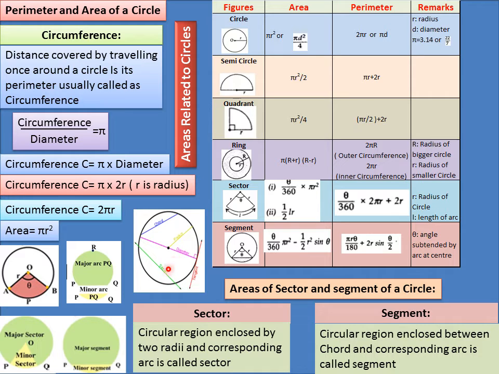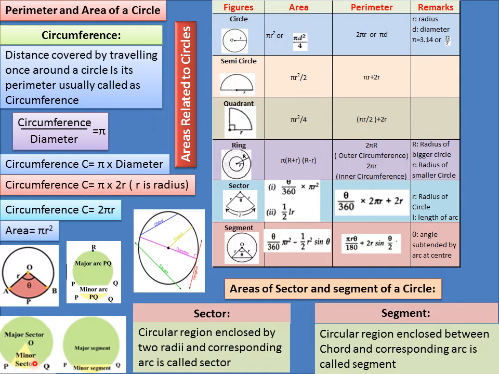Then here you can see I have a circle and its radius is r, and if I have 2 radii and there is an arc here, this becomes what is nothing but a sector. So in that sector, you can see OP is one radius, OQ is another radius, and there is an arc here.